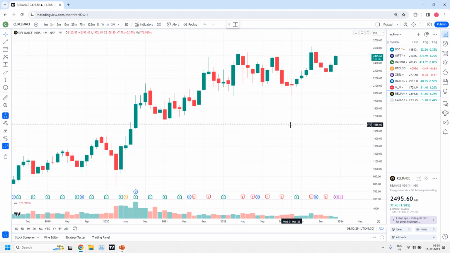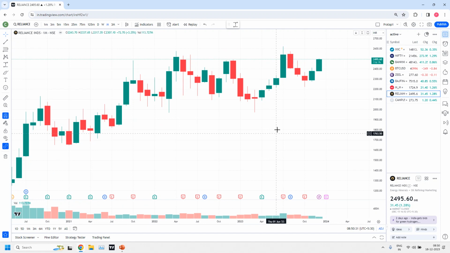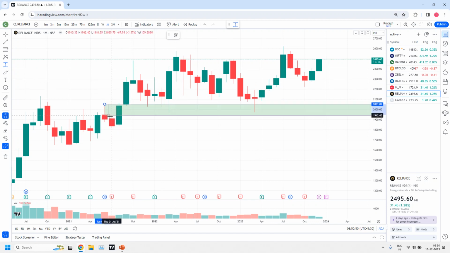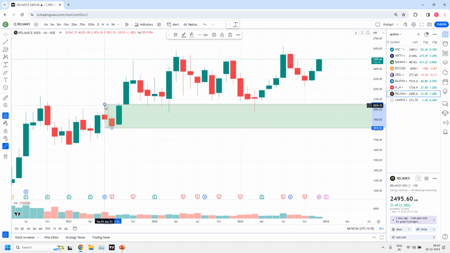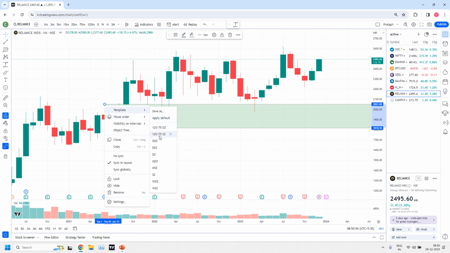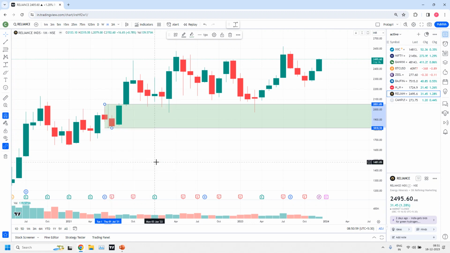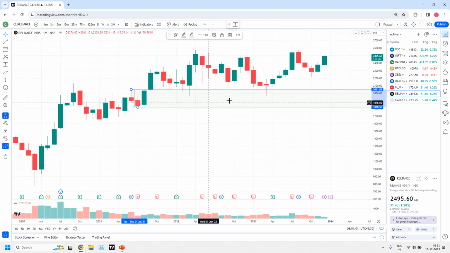This is the first example, Reliance. This is the monthly time frame chart. We are using this monthly time frame as a higher time frame, that is HTF. So let us draw the monthly demand zone. Here we have a rally, base and rally. Let me change the color to the monthly color. So MDZ. Okay, this is a monthly demand zone.